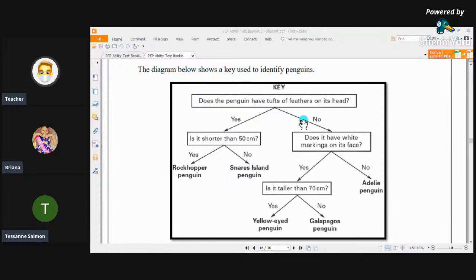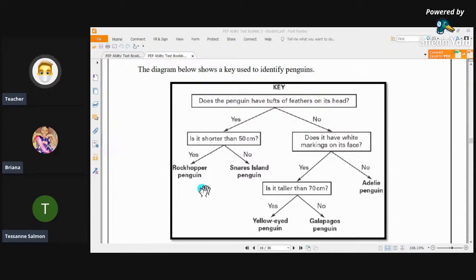However, if they don't have the tufts of feathers, let's think about whether it has white markings on its face. If it doesn't have any white markings, then it's the Adelie penguin. But if it has white markings and is taller than 70 centimeters, then we can say it's the yellow-eyed penguin. But if it is not taller than 70 centimeters, then it's the what? Galapagos penguin.